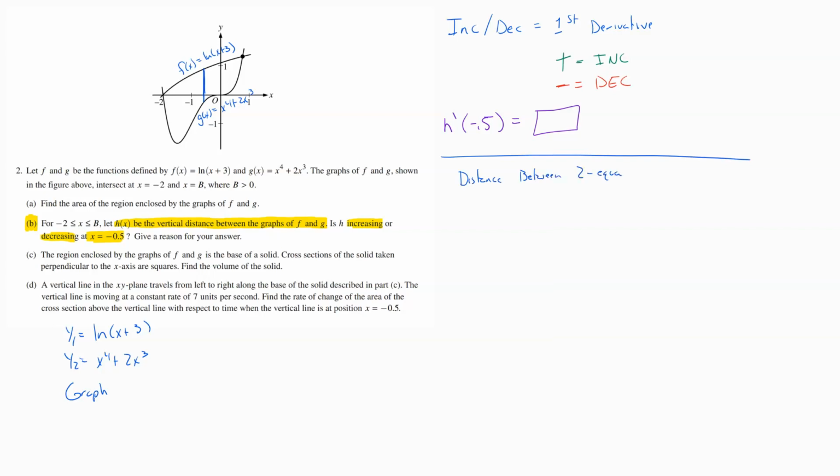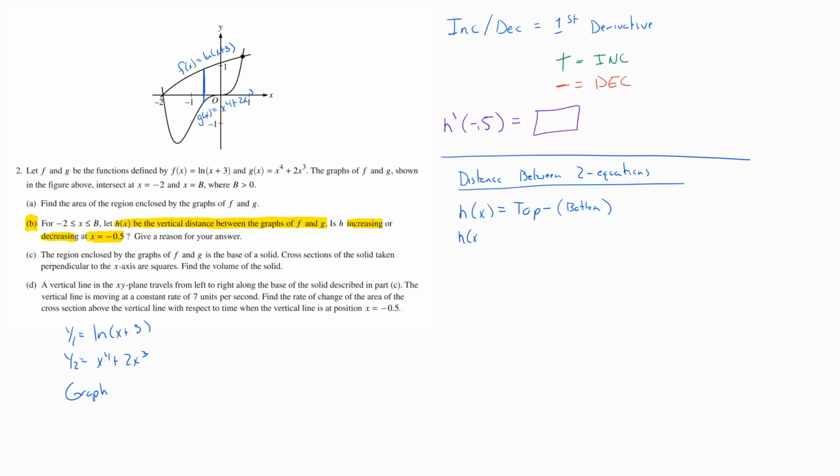it's really just like finding the area between the curve and the x-axis, except they're two different curves. So what you do to find the height is you take whichever equation is on top and subtract off whichever equation is on bottom. It's like on part A, where we were finding the region between these two curves, and we did top minus bottom. Here, that's just how you find the distance between two equations.